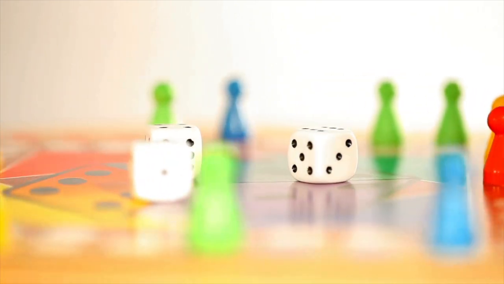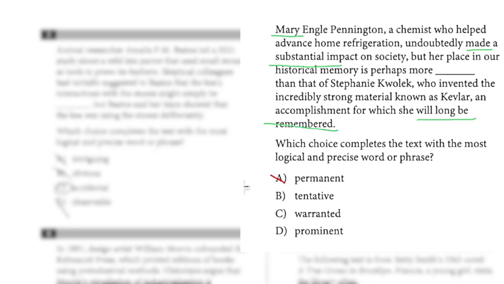Let's actually play a game. Let's say I don't know what tentative means. What do you do when you come across a word that you don't know? Leave it there and eliminate first. So warranted, I know is like it should be happening, so I would get rid of that one. Prominent is obvious, the opposite of subtle, which was my anticipation. So I would get rid of prominent.